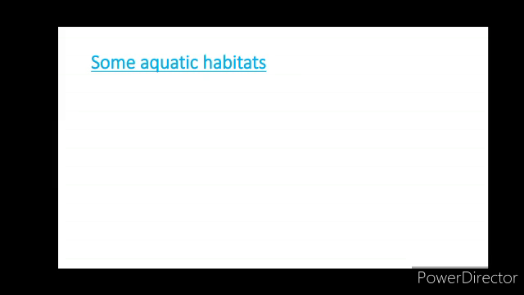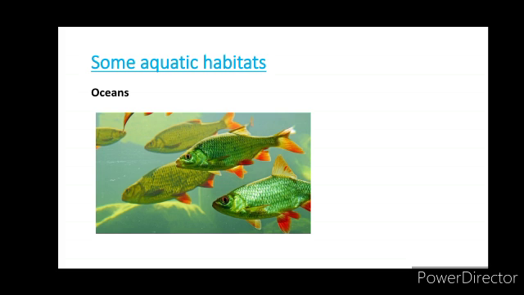So we know what is an aquatic habitat, right? The habitats of plants and animals that live in water are called aquatic habitats, right? Lakes, rivers, and oceans are some examples of aquatic habitats. Ocean is also an aquatic habitat, right? So first, fishes are aquatic animals, right?